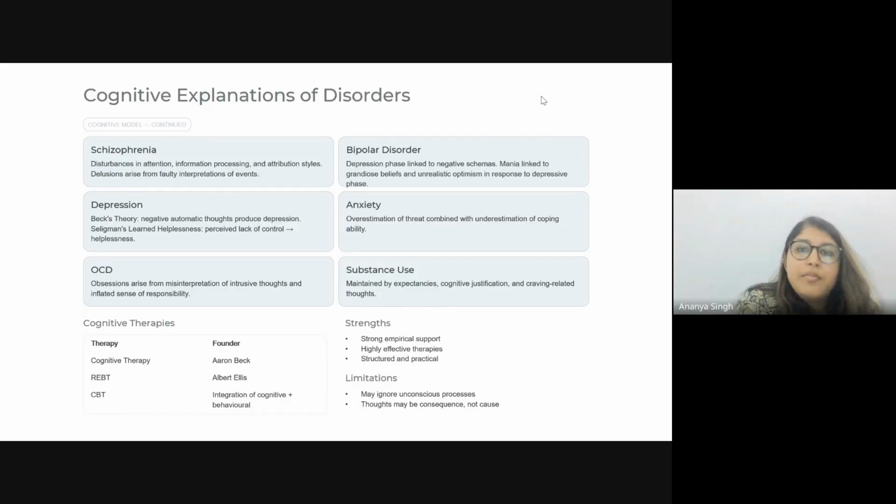Bipolar disorder. The depression phase is again linked to negative schemas, and mania is linked to grandiose beliefs and unrealistic optimism in response to the depressive phase. For depression, we've already read that there are negative automatic thoughts. We'll read about this whole schema, intermediate thoughts, and negative automatic thoughts thing in CBT. We'll read about it properly, but for now, these negative thoughts produce depression.